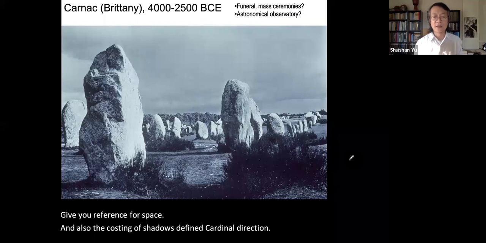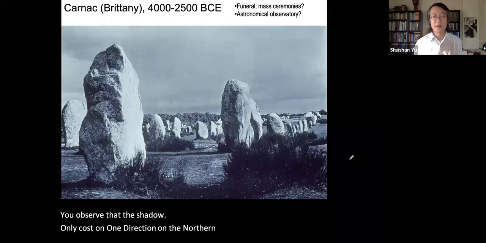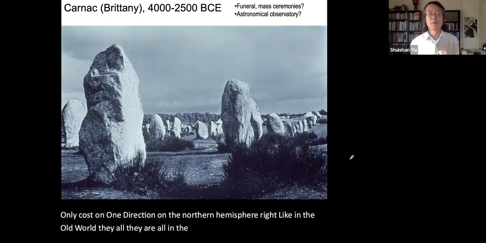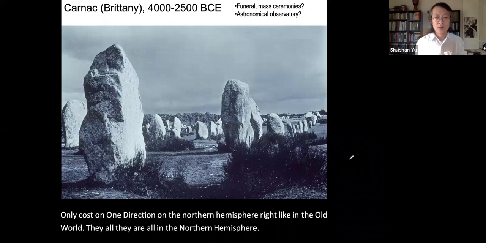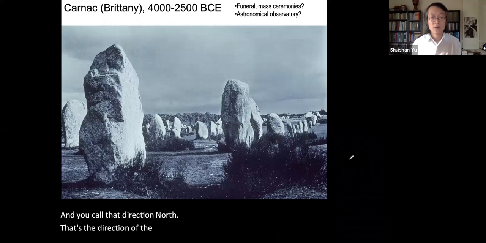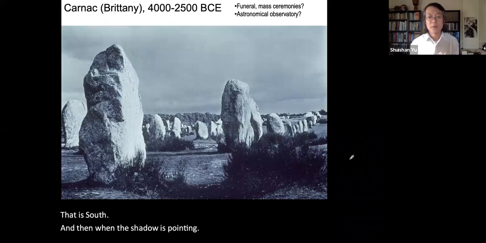You observe that the shadow only casts in one direction, on the northern hemisphere, right? Like in the old world, they are all in the northern hemisphere. And you call that direction north. That's the direction of the shadow. And the direction where the sun shines upon, that is south. And when the shadow is pointing at its longest length, in the morning, the shadow is pointing west. And in the evening, it is pointing east.